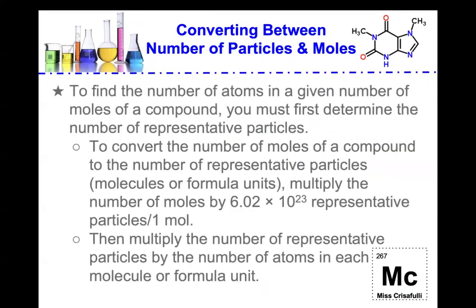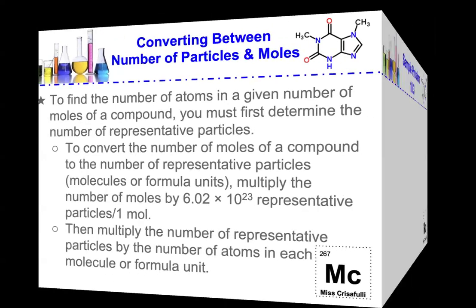So to find the number of atoms in a given number of moles of a compound, you must first determine the number of representative particles. And to convert the number of moles of a compound to the number of representative particles, like molecules or formula units, multiply the number of moles by 6.02 times 10 to the 23rd representative particles divided by 1 mole, and then multiply the number of representative particles by the number of atoms in each molecule or formula unit.